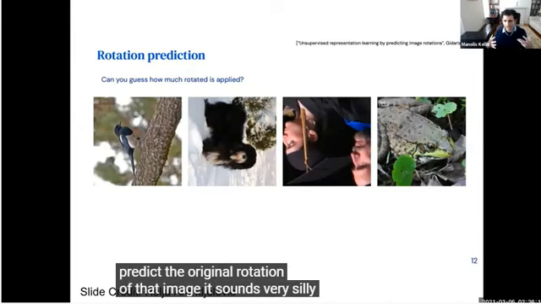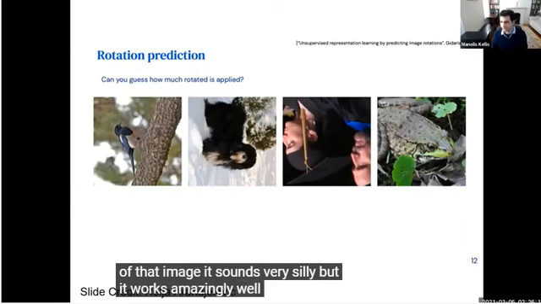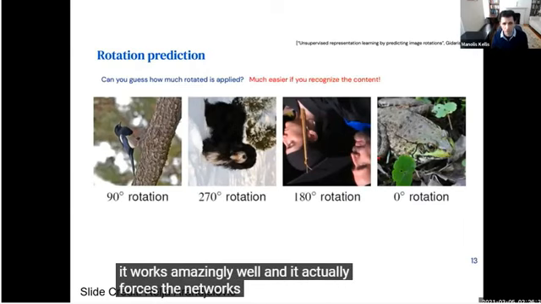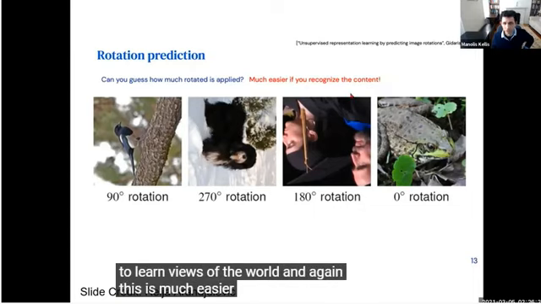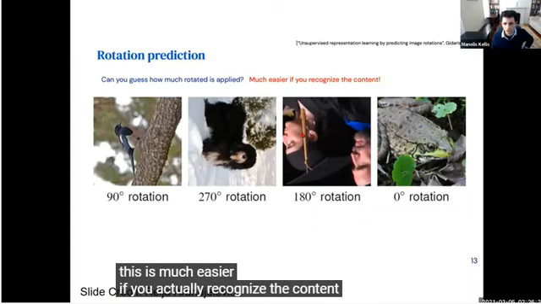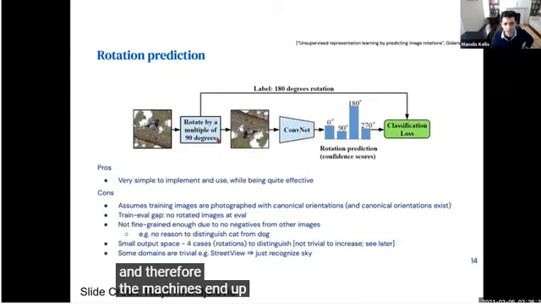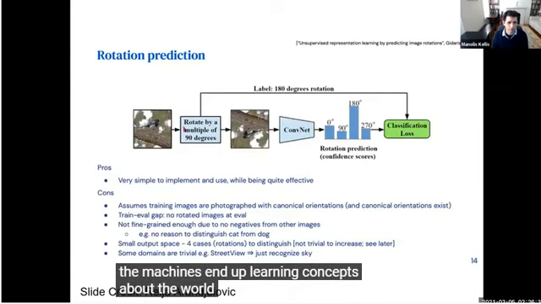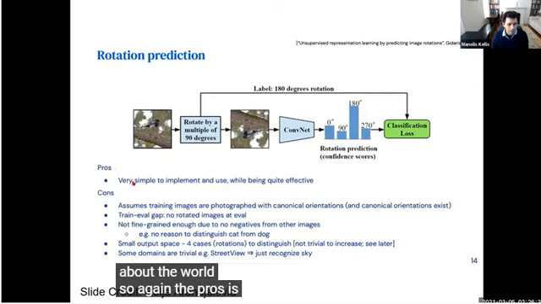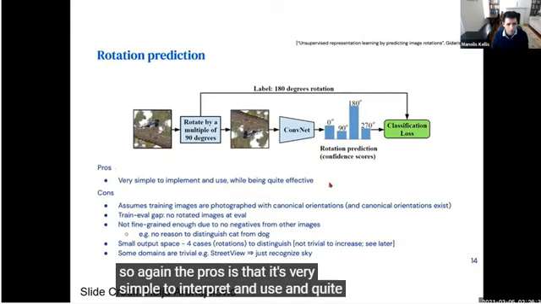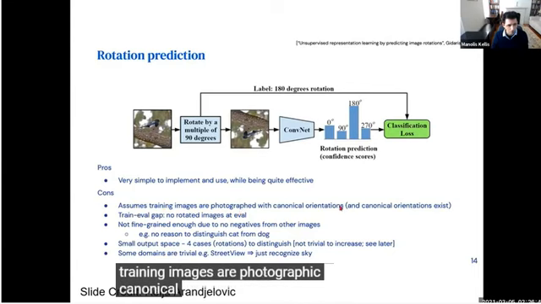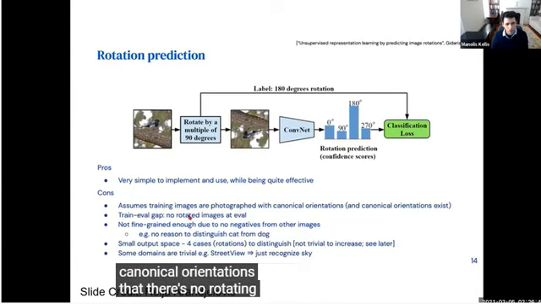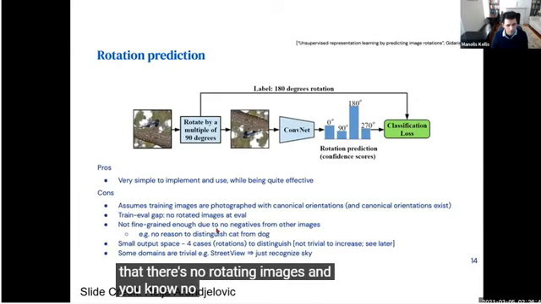It sounds very silly, but it works amazingly well, and it forces the networks to learn views of the world. Again, this is much easier if you actually recognize the content, and therefore the machines end up learning concepts about the world. The pro is that it's very simple to interpret and use and quite effective. The con is that, once more, it assumes the training images are photographed with canonical orientations, that there are no rotated images, no fine-grained resolution, and so on and so forth.